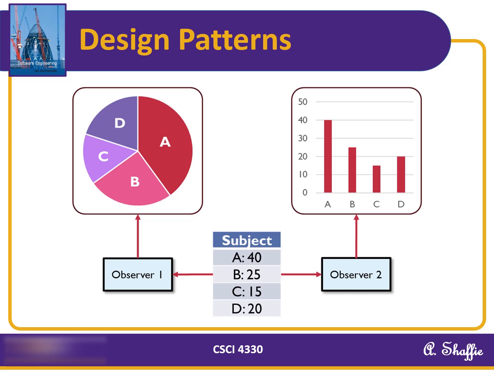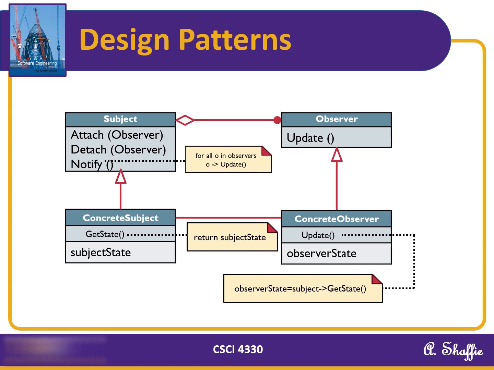Let's see the class diagram of the observer pattern. This diagram illustrates how the pattern works by showing the relationships and interactions between the key components. At the top, we have the subject class, which represents the object being observed. It provides three key methods: attach observer to add observers to the list, detach observer to remove observers, and notify to notify all attached observers about the change in state.